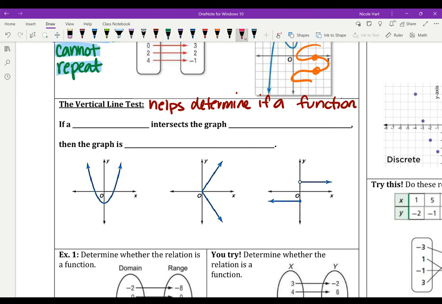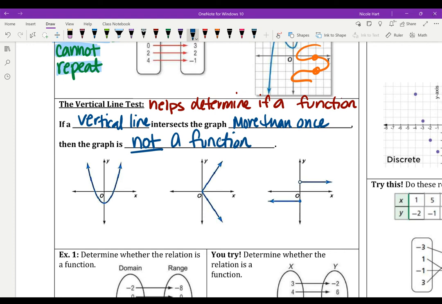That vertical line test says, or does, I should say, that if a vertical line intersects the graph more than once, if it crosses the same line graph more than once, then the graph is not a function. So we are looking for vertical lines that cross the graph more than once. It is not a function.